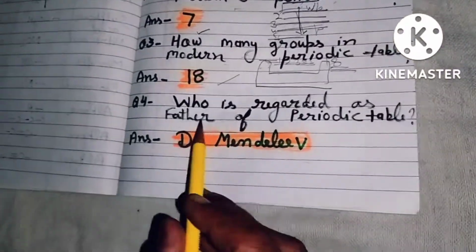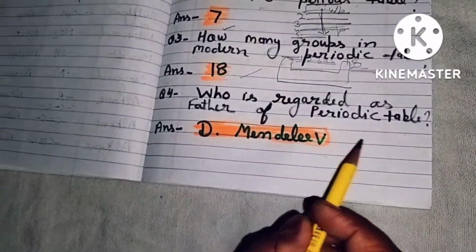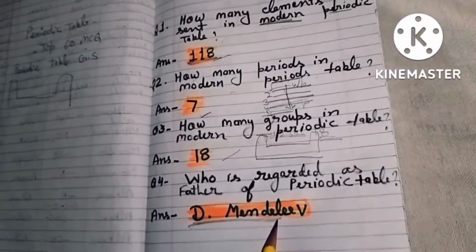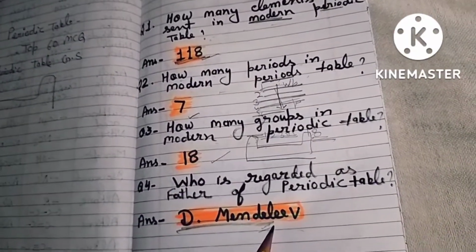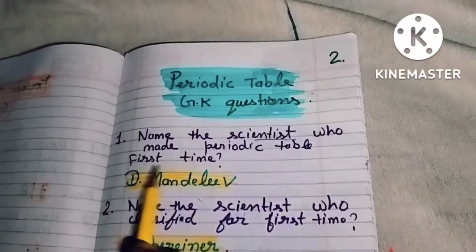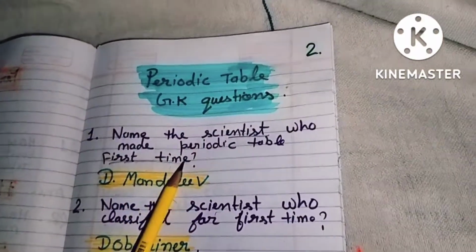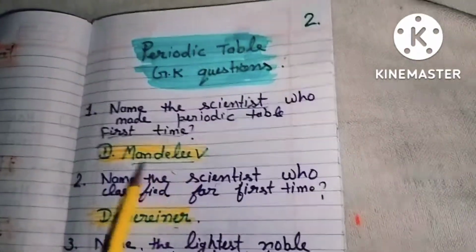Next, who is regarded as the father of the periodic table? It is Mendeleev. He is the father of the periodic table. Name the scientist who made the periodic table for the first time. The periodic table was first made by Mendeleev.